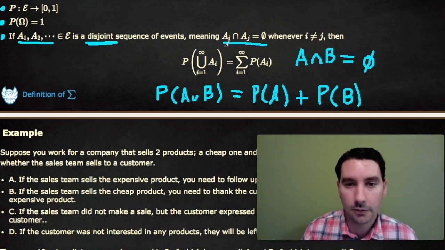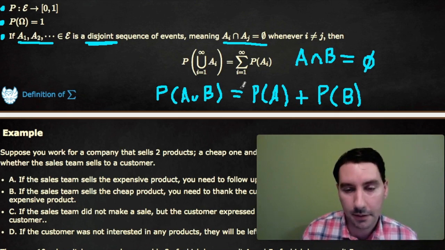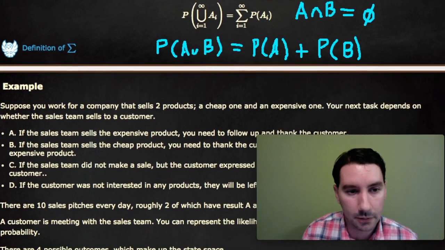So that's what this means for two sets. That might be a little bit easier to see. We'll also talk about it down here in this example. So let's look at an example for a probability.